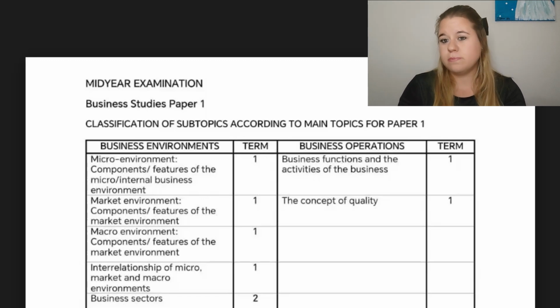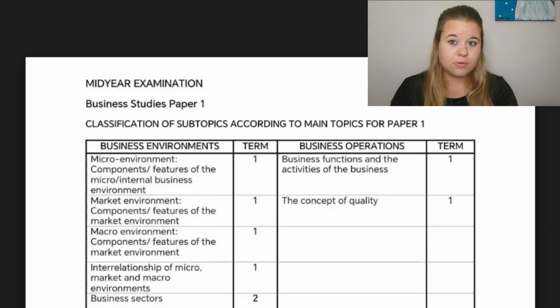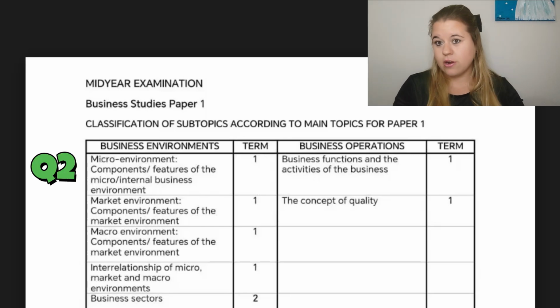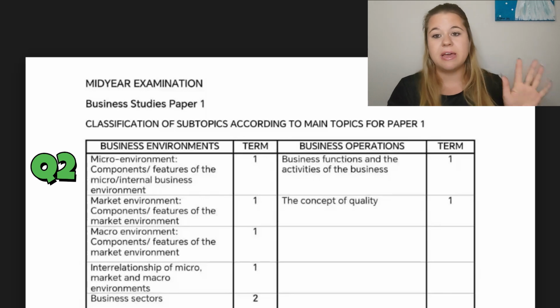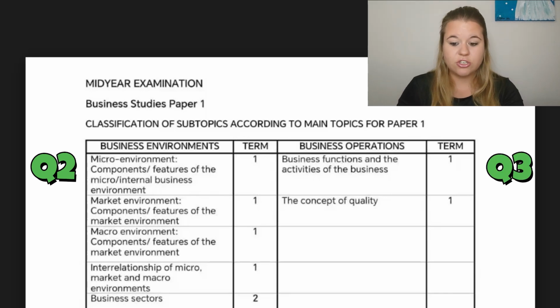Then when we have section B, there's 3 questions, question 2, 3, and 4. You need to answer 2 questions, any 2 questions of your choice. Here's where the table becomes applicable, working left to right. Question 2 will be about business environments. So we're looking at micro, macro, market, the interrelationship, and business sectors. Then question 3 will be the chapters on the right, business operations. So it's business functions, and then the concept of quality.